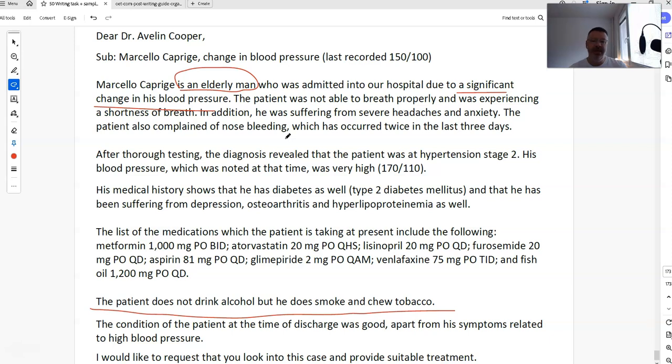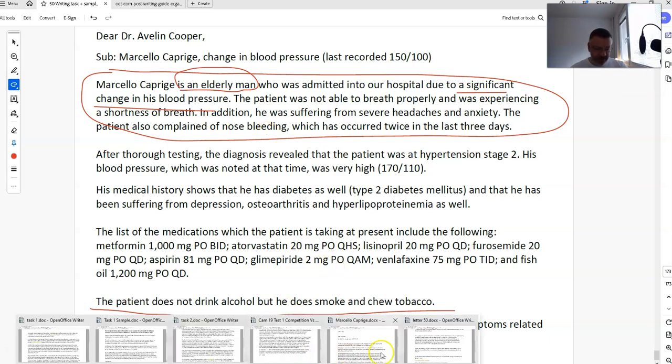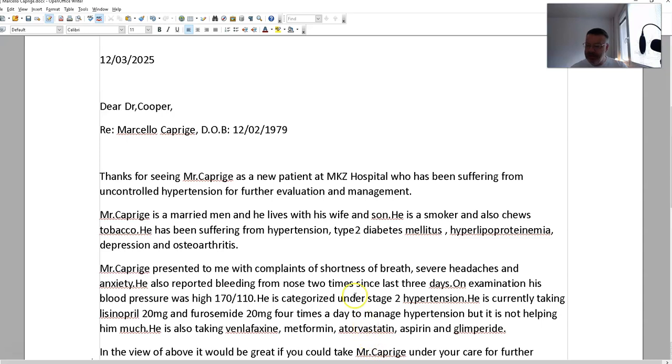So, main complaint, right? So you do your purpose. I'm writing to request your assessment and management of Mr Caprige, a 56-year-old man whose symptoms are suggestive of blah blah blah. Okay, so something such as that, and then you put presenting complaint. Okay, now we'll take a look at these 2 examples here.